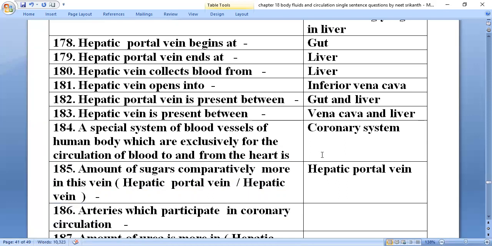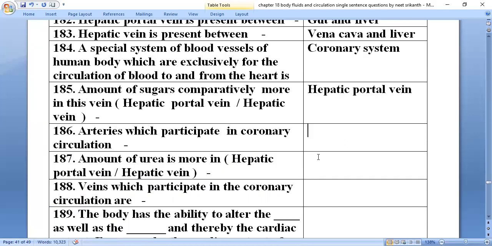They definitely have arteries which participate in coronary circulation, the right and left coronary arteries. The amount of urea is more in the hepatic vein, as the liver is synthesizing urea. The path is from the liver through the hepatic vein, to the inferior vena cava, to reach the kidney.